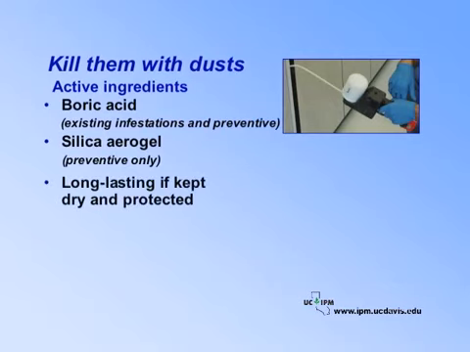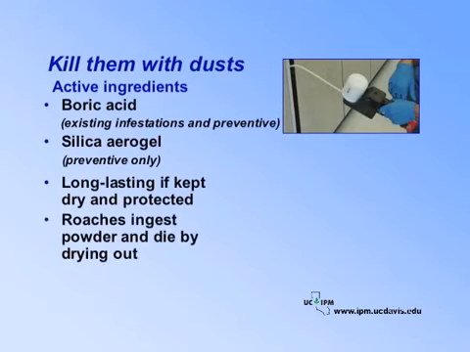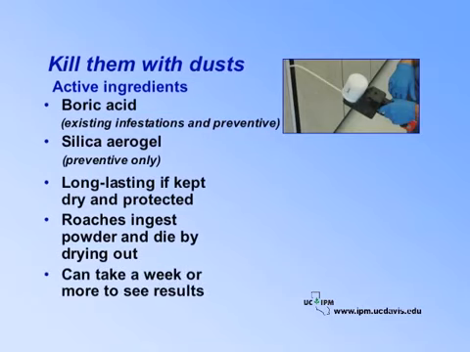Boric acid can last years if kept dry and protected. Cockroaches walk through treated areas, get the dust on their body, and ingest the powder as they groom themselves. Roaches die by drying out. It may take a week or more to see results.